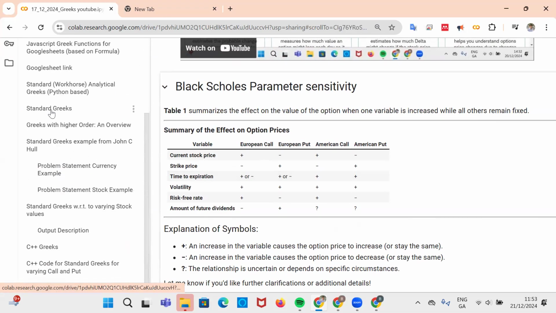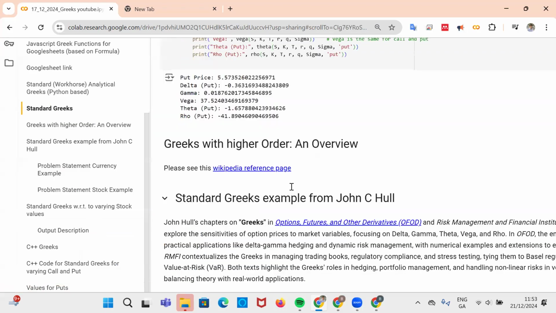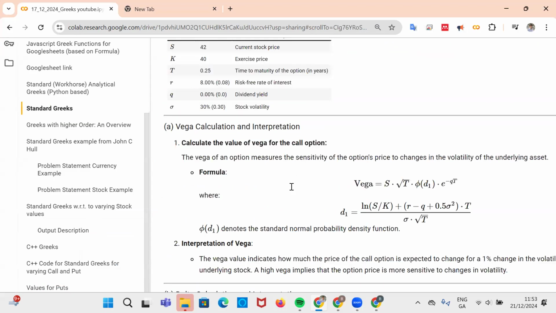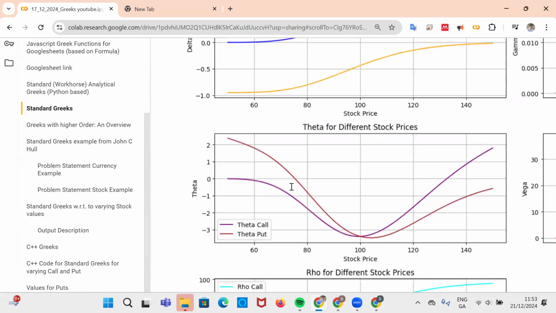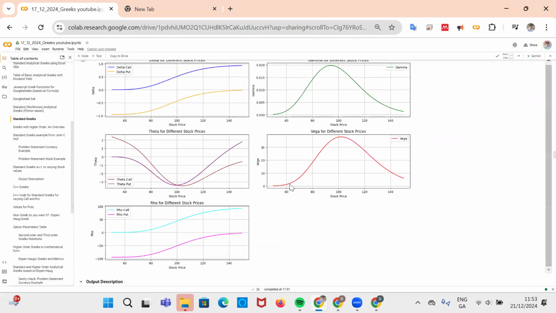Okay, so back to our standard Greeks and our graphs. Then again for Vega, it's the same for both. And what we might also note is that Vega tends to increase as we get towards the exercise price of the option. The biggest effect of a change in the volatility will be observed close to the exercise.